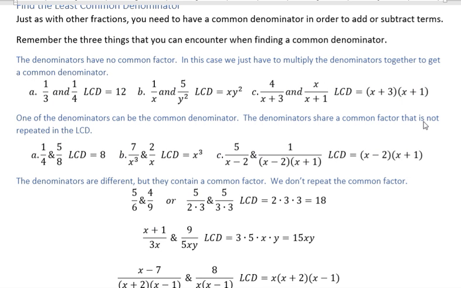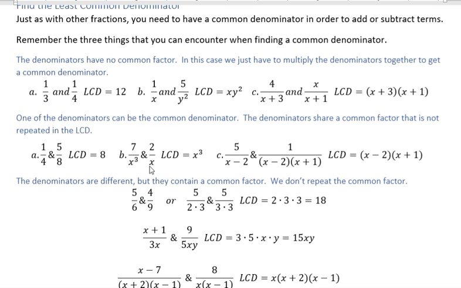The second thing that can happen is one of the denominators can actually be the common denominator. The denominators share a common factor, and we don't repeat that when we write the LCD. For instance, back in the day, we might have had 1/4 and 5/8. We know that 4 is actually inside 8, so there's a common factor of 4, but we don't show the 4, we just show the 8. The 8 represents itself, it also represents the 4 there.